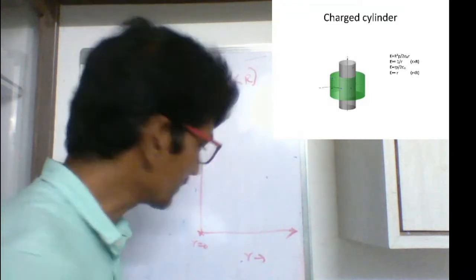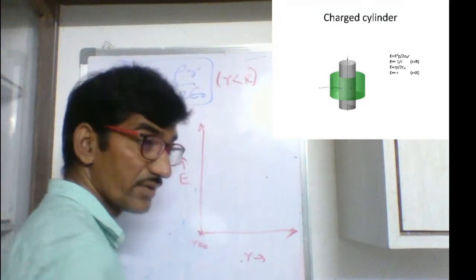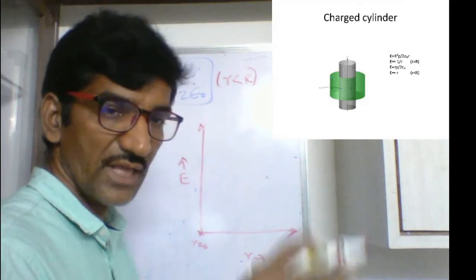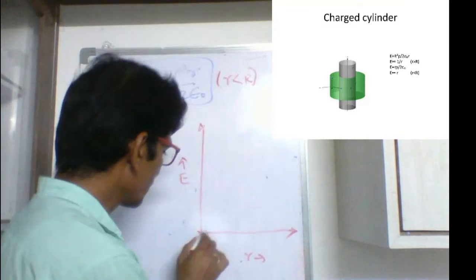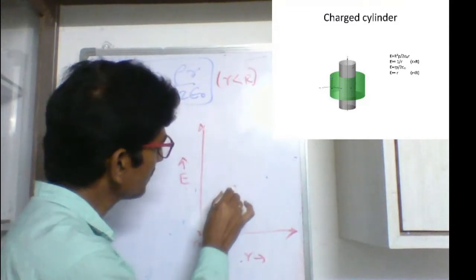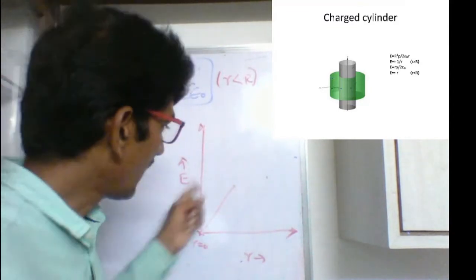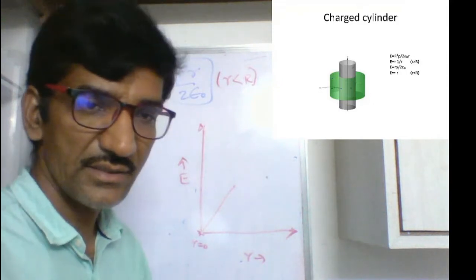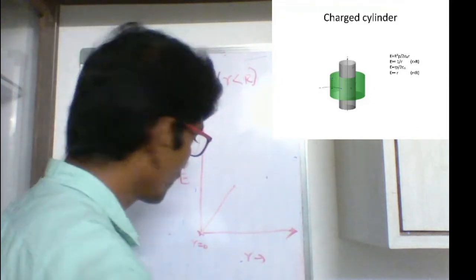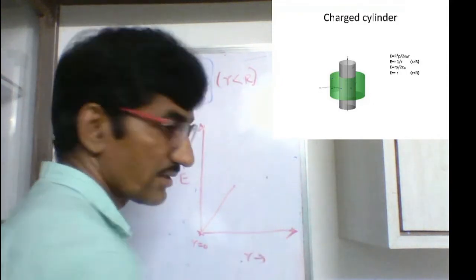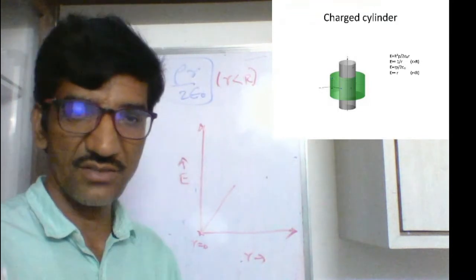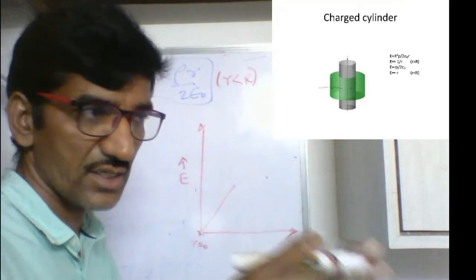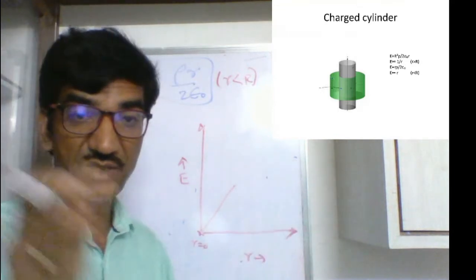It shows the axis. So as you are moving away from the axis towards the surface of the cylinder, what happens? The E value goes on increasing. E is proportional to R. Next, as you move away from the surface, you have already reached the surface, and now you are moving away from the surface.